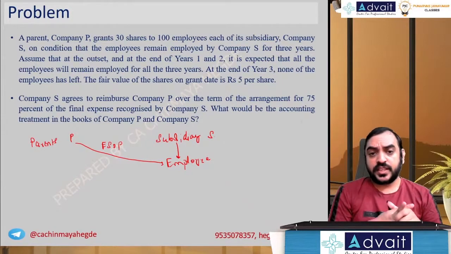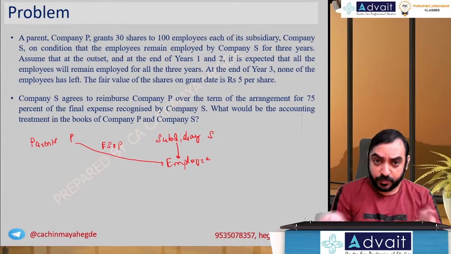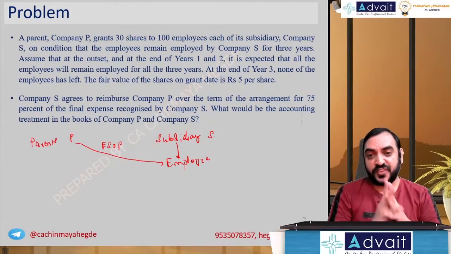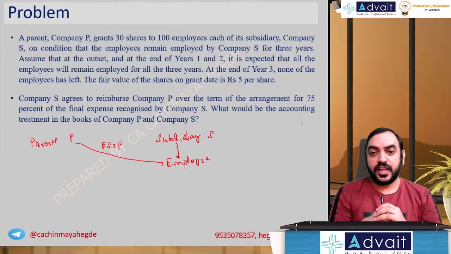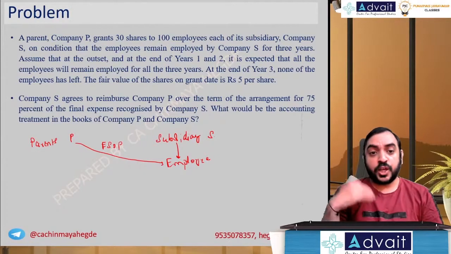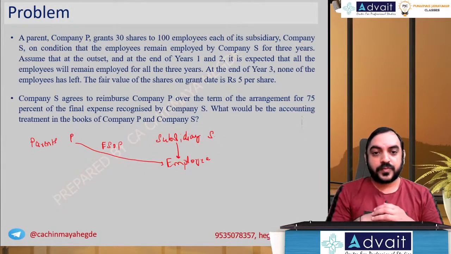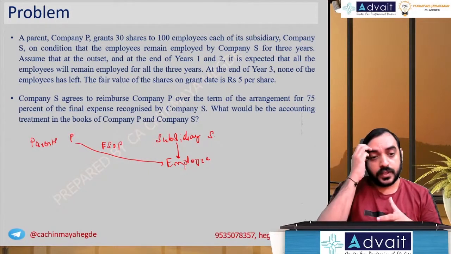Assume that at the outset, and at the end of years 1 and 2, it is expected that all employees will remain employed for 3 years. So everybody is fit and fine, good. At the end of year 3, none of the employees have left. The fair value of the shares on the grant date is 5 per share.